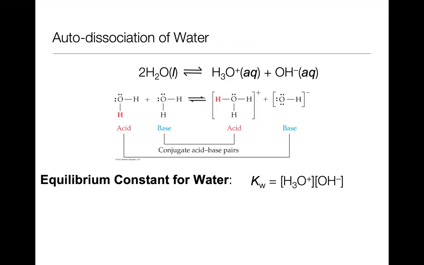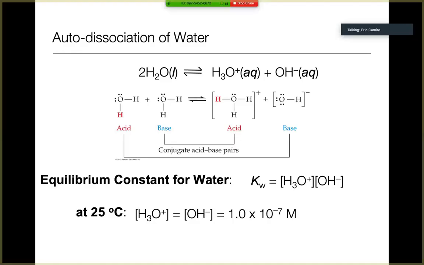So what I can do is I'll just pick up here because it's very close if we stopped here. So we can write out our K expression. Experimentally, it's been found that at 25 degrees Celsius, with pure water, the concentration of hydronium will be 1.0 times 10 to the negative 7th. So that had to have been found experimentally.